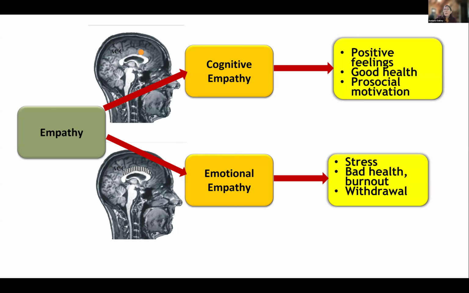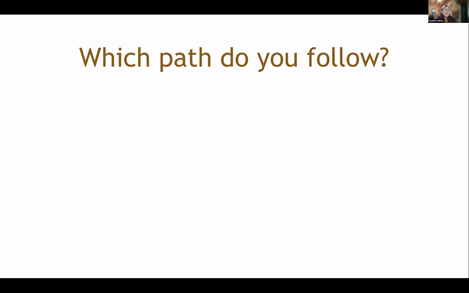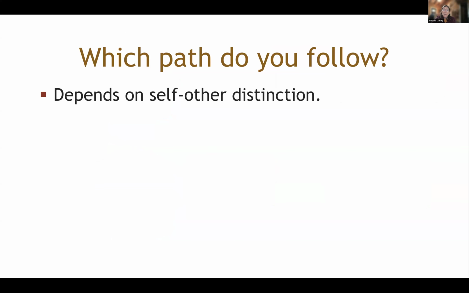So I wonder whether this can be related to why, for example, some types of meditation can be helpful in allowing you to differentiate between self and other. And the question to ask yourself is, which path do you follow? And the path you follow often relates to that self-other distinction.